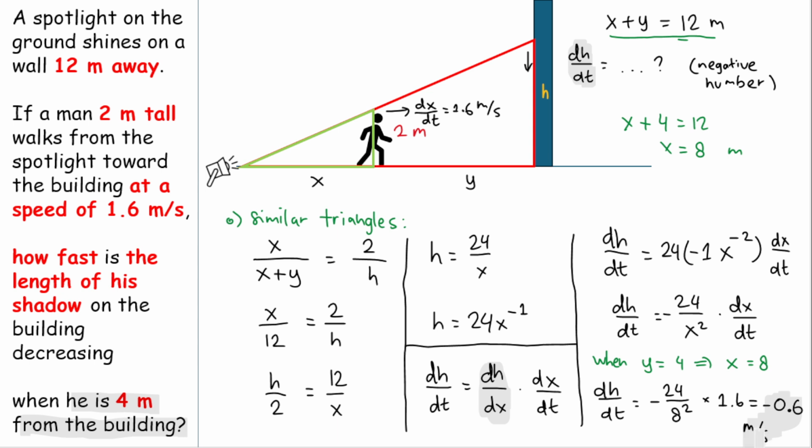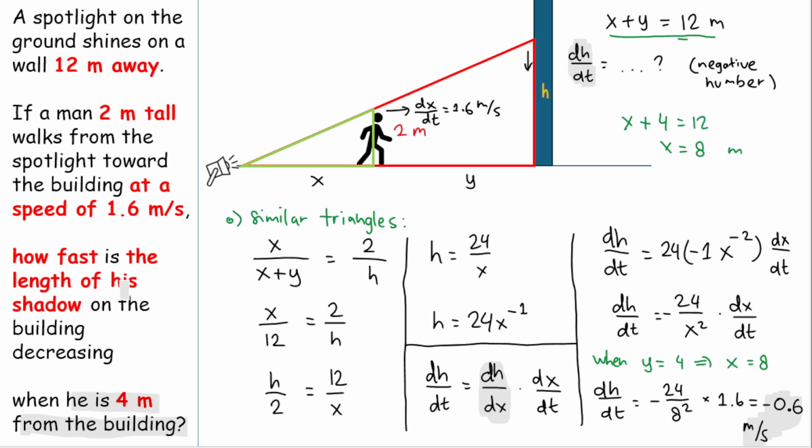So how fast is the length of his shadow on the building decreasing? Okay, the negative sign means that it is decreasing. We have fulfilled our expectation that this is a negative number. And how fast it is: 0.6 meters per second. And that is the final answer for this question. Okay, hopefully I did not make any mistakes during my calculation.